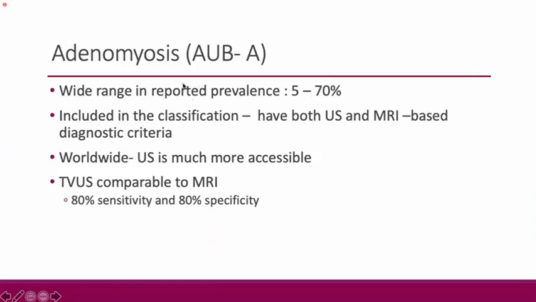Adenomyosis is the next cause. We call it AUB-A, abnormal uterine bleeding A. It's again a common disease, and we have MRI as well as ultrasound-specific features that we look for to see whether there are diagnostic criteria. It's otherwise very difficult. Ultrasound is much more accessible than MRI, especially true for Sri Lanka. Transvaginal ultrasound scan is almost comparable to MRI in both sensitivity and specificity, so you don't need to do MRI. You do a proper transvaginal ultrasound scan and you can come to a diagnosis of adenomyosis.